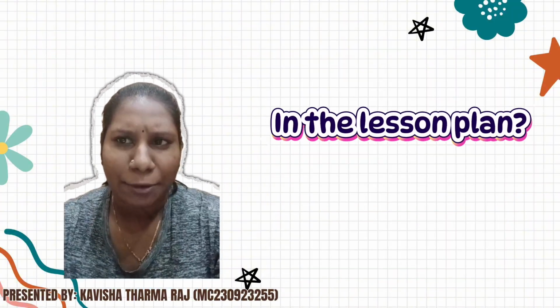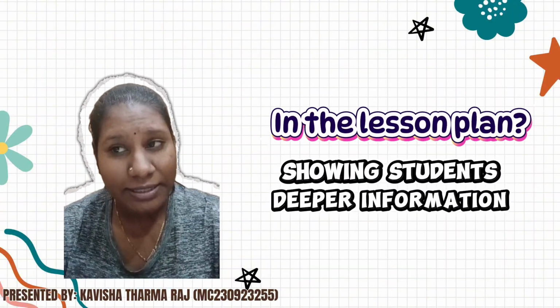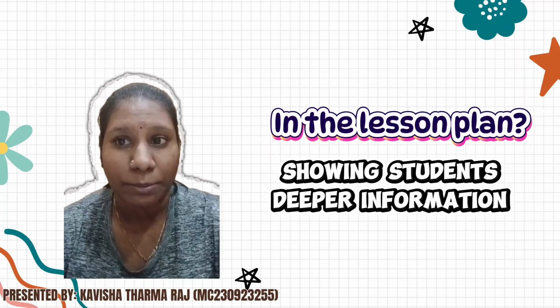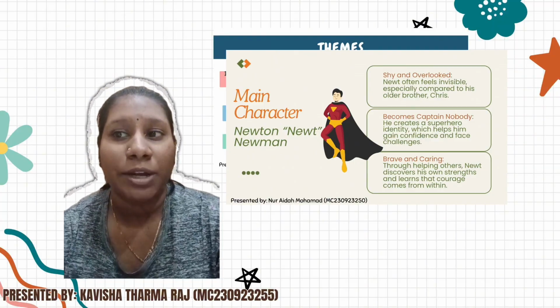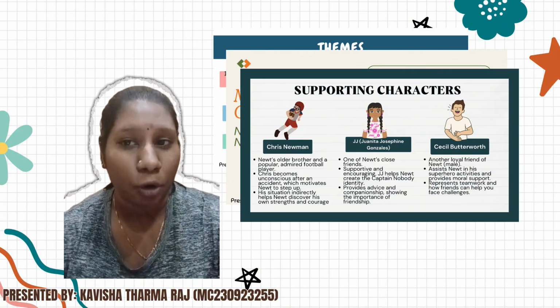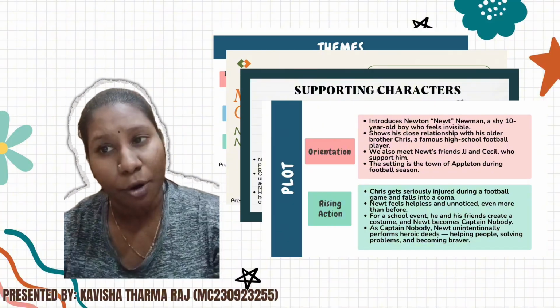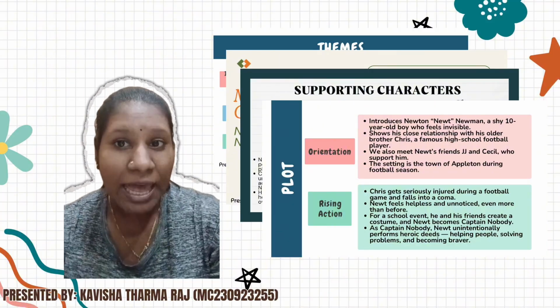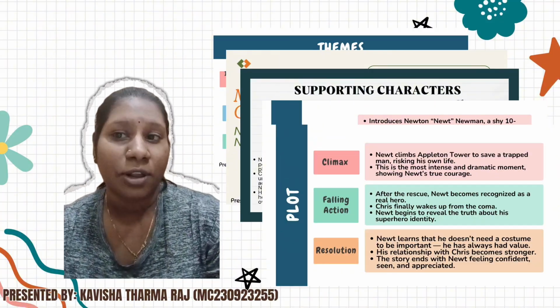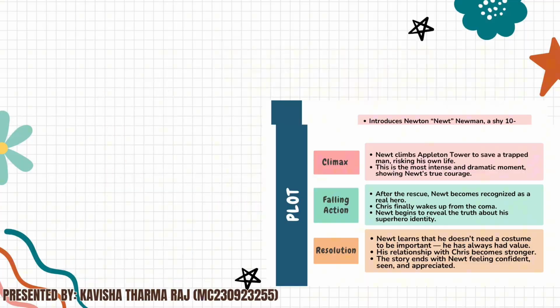In the lesson plan, I proceed with showing students a few slides that show deeper information about the main themes, about the main characters, supporting characters, and the plot, where I start explaining from orientation, which is the introduction, then rising action, climax, falling action, and resolution.